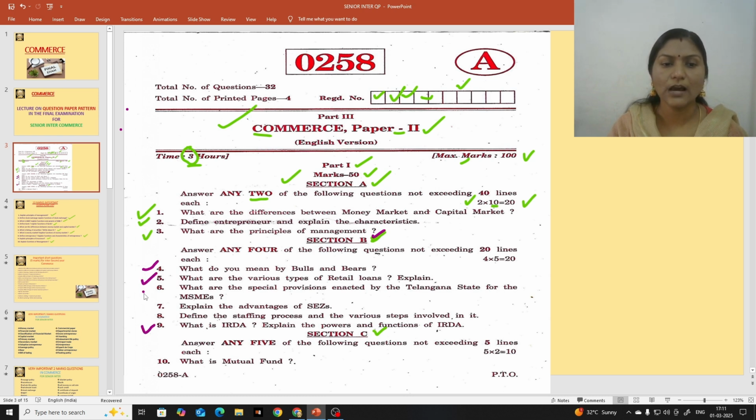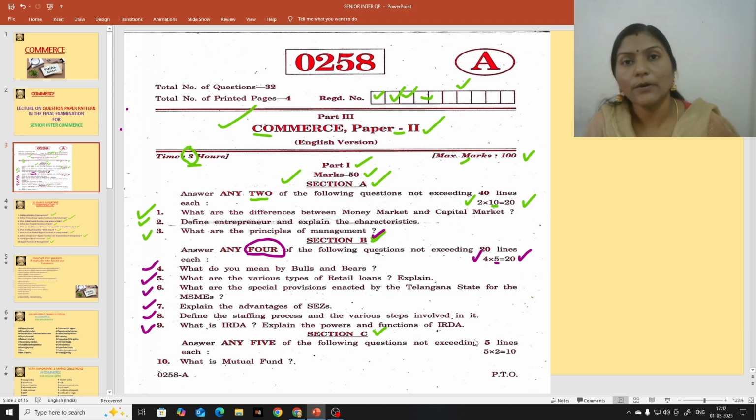All these questions are 5 marks questions. A total of 6 questions are given, but how many do you have to write? Only 4 questions. There is a choice. 6 will be given, but you have to attempt only 4 questions, and each question carries 5 marks. 4 into 5, total 20 marks you will get. I think everyone understood this and what is important here.